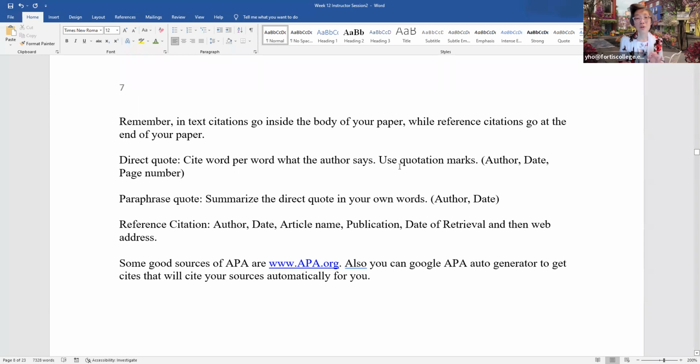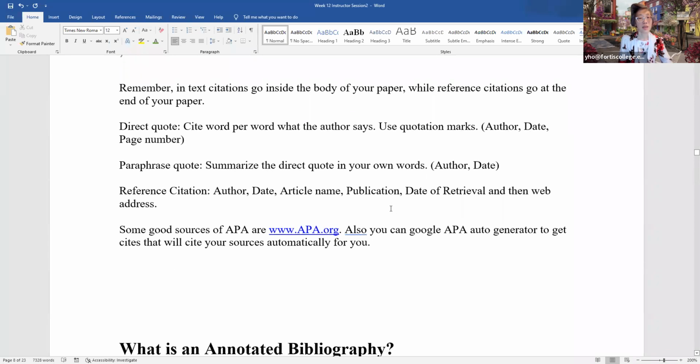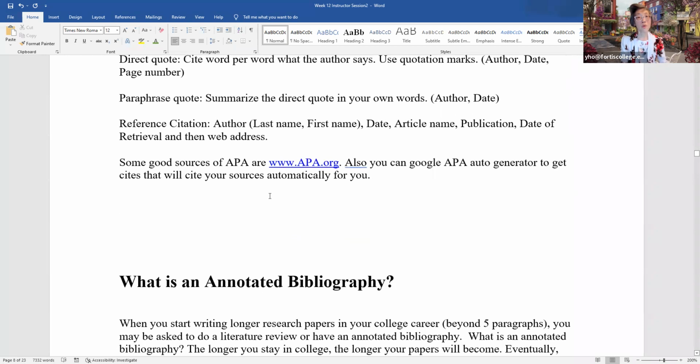You have to use author, date, page number, and then when you summarize it, you still have to say what the source is, especially if you're using numbers. And then when you do a reference citation, when I say author, I mean last name, first name, okay, and then in alphabetical order. And if you want to find more examples of APA, you can go to www.apa.org, or you can buy their manual.